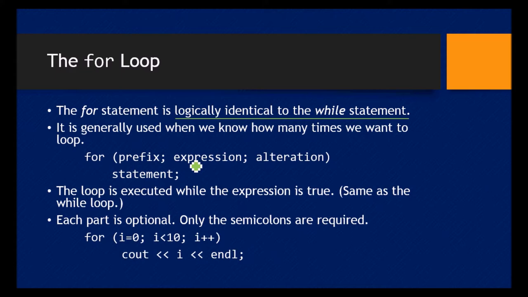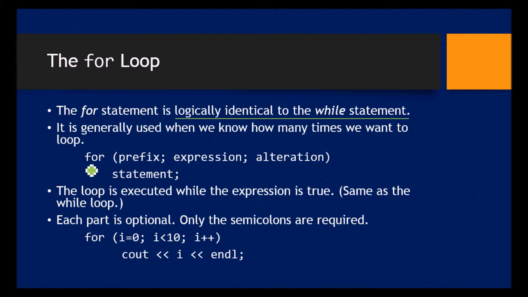What I like to do is use the while loop for a sentinel controlled loop, like we just talked about. And for the for loop, I like to use it when I know how many times I want to loop. So if I want to write a loop that loops 10 times, I'll use a for loop. That's the distinction I like to make between the two loop types. So let's take a look at the syntax for a for loop. It looks quite a bit different, but logically they're the same.